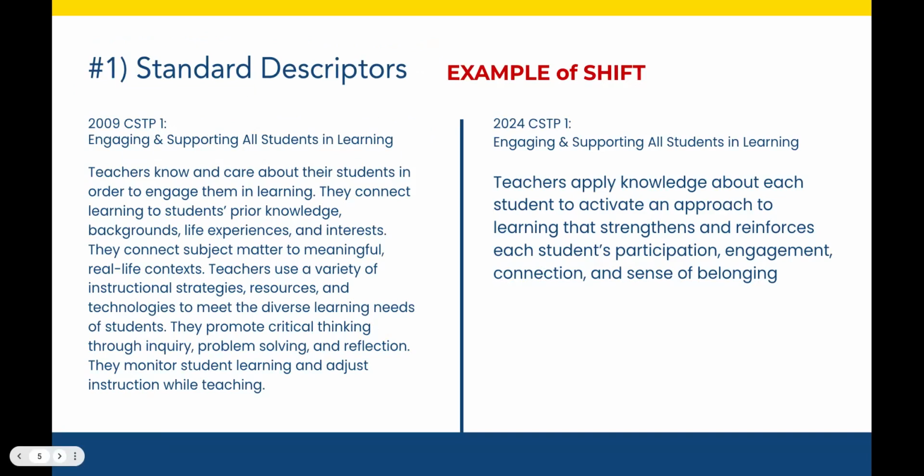So for domain 1, as you can see on the left, is the 2009 domain descriptor for engaging and supporting all students in learning. And on the right is the 2024 descriptor for CSTP1. Although both reflect engaging and supporting all students in learning, the details that you see in the 2009 CSTP descriptor are now going to be found broken into the individual elements within the domain. The new descriptor provides a more holistic explanation of what's encapsulated in CSTP1.